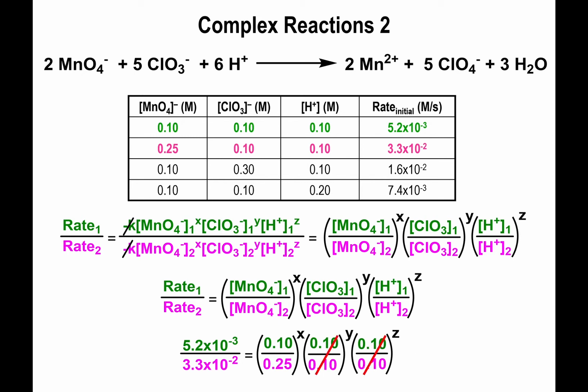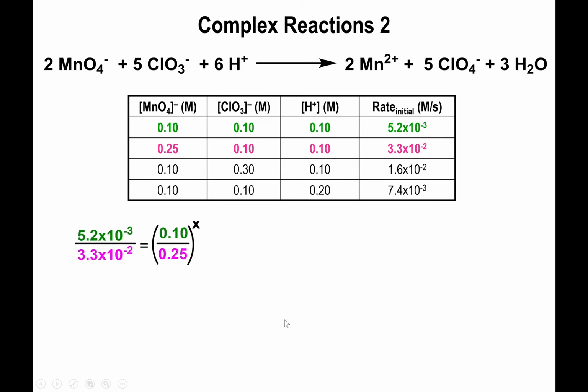And the only thing you have left behind are the fractions of the rates along with the fraction of the permanganate concentrations. So if you look at that value and carry out the calculation in your calculator, 5.2 times 10 to the negative 3 divided by 3.3 times 10 to the negative 2 equals 0.157. 0.1 divided by 0.25 is 0.4 raised to the power of x.